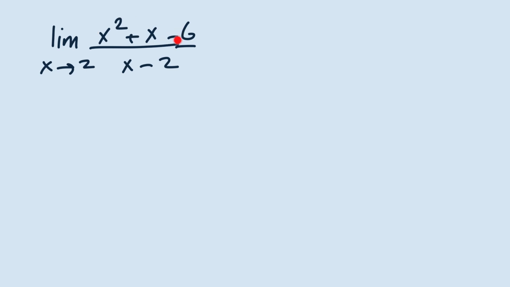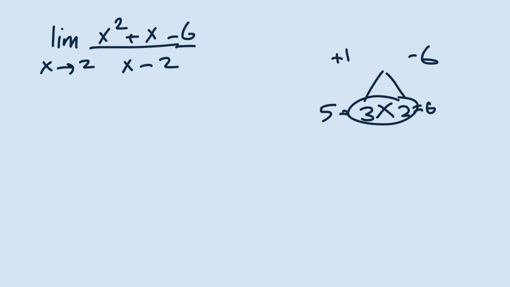So we have to look for two numbers that multiply to give minus 6 and add up to 1. So let us try together. Let us write here minus 6 and plus 1. So we have to find two numbers. Let us start with 3 and 2. 3 times 2 is 6, and 3 plus 2 will give us 5. So this pair is not helping.